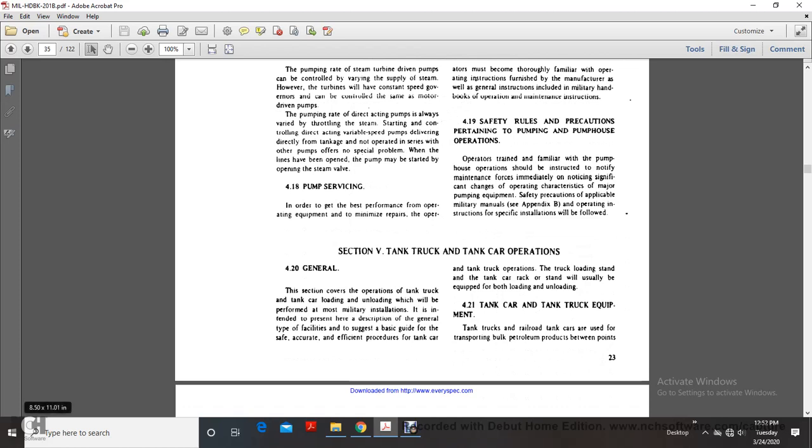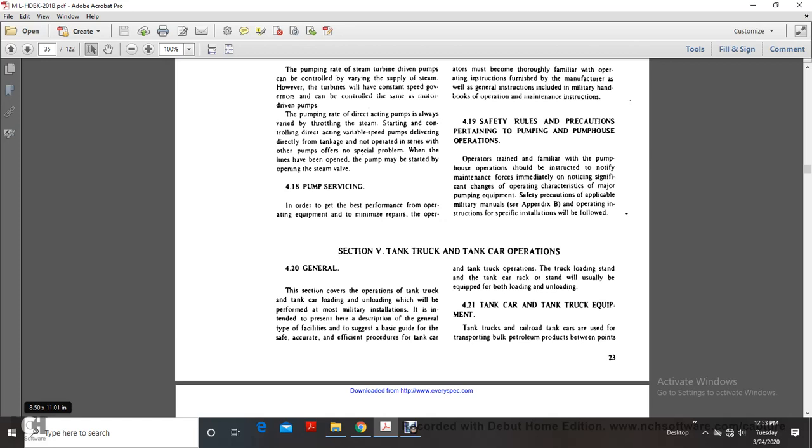Section 5: Tank, truck, and tanker car operations. This section covers the operation for tank truck and tanker car loading and unloading, which will be performed at most military installations. It is intended to provide a description of the general type of the facility, with a suggestion of the basic guide for safe, accurate, and efficient procedure for tank car and tank truck operation.